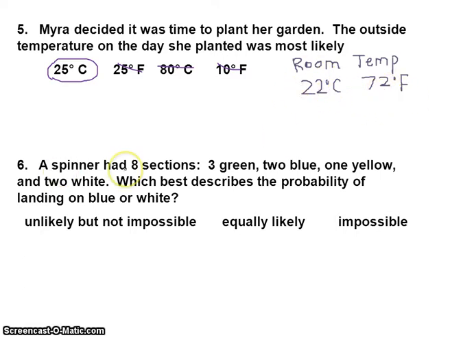Number 6. A spinner had 8 sections, 3 green, 2 blue, 1 yellow, and 2 white, which best describes the probability of landing on blue or white. So I've got 3, 4, 5, 6, 7, 8. The chances of landing on a blue are 2 out of 8. Chances of landing on a white are also 2 out of 8. So they are equally likely.